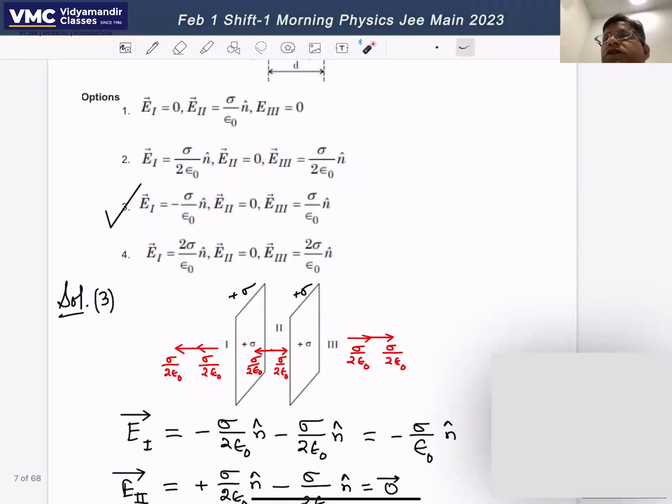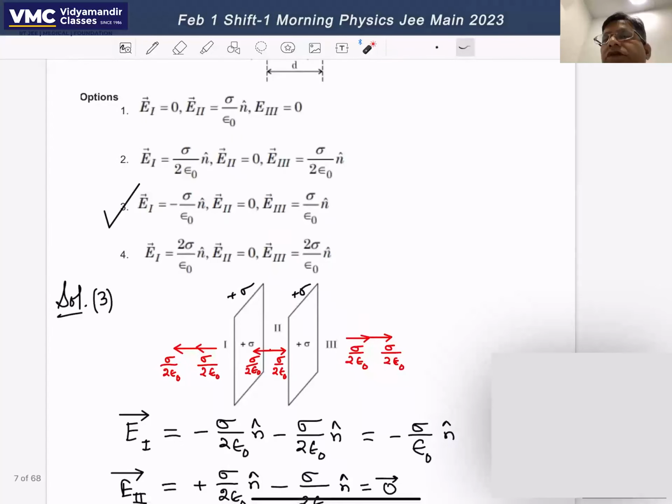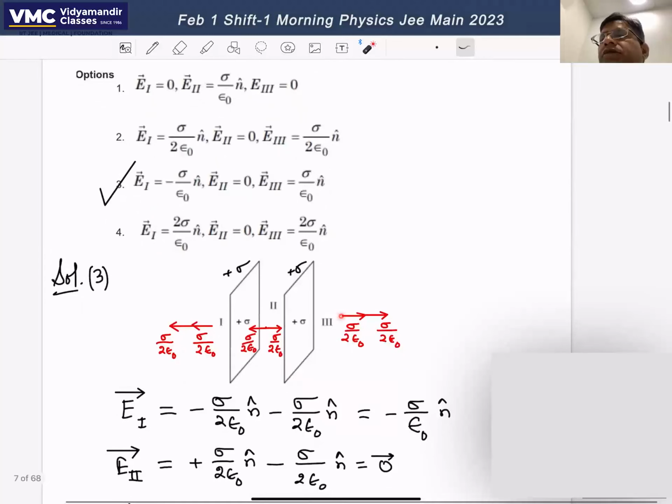For the first region, the electric field due to the first plate will be towards the left, sigma by 2 epsilon. And for the second plate, the electric field will be in the same direction, leftward, sigma by 2 epsilon. So these are the electric fields due to these two plates. Then between these two plates, the first plate will have electric field in the right direction, and the second plate will have the electric field in the left direction, which opposes each other. And in the third region, the electric field due to both the charges adds up.